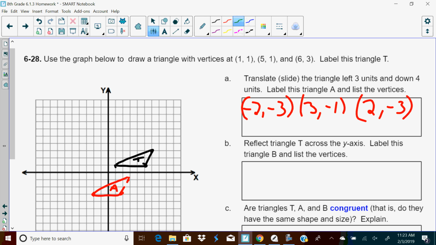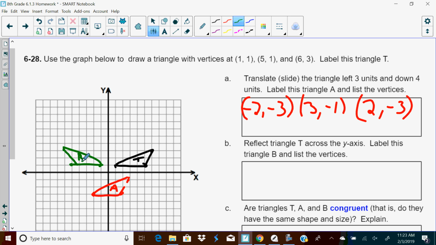So then it says reflect the triangle across the y-axis, label this triangle B and list the vertices. So the original triangle, so if it's 1 away on this side, it's going to be 1 away on this side. 1, 2, 3, 4, 5 would go right here. 1, 2, 3, 4, 5, 6 would go right here. So my new triangle, which I'm going to label B, is right there.